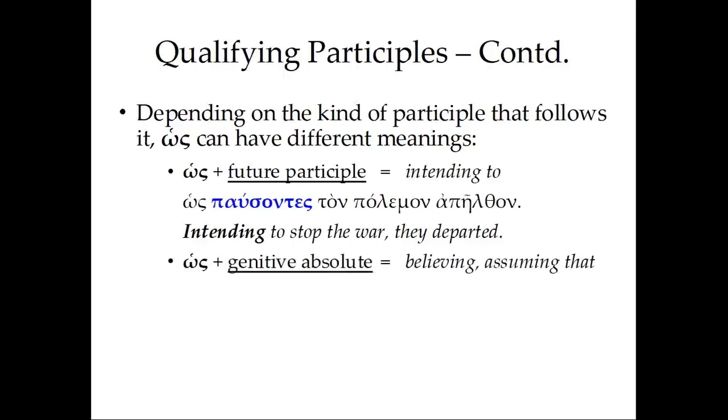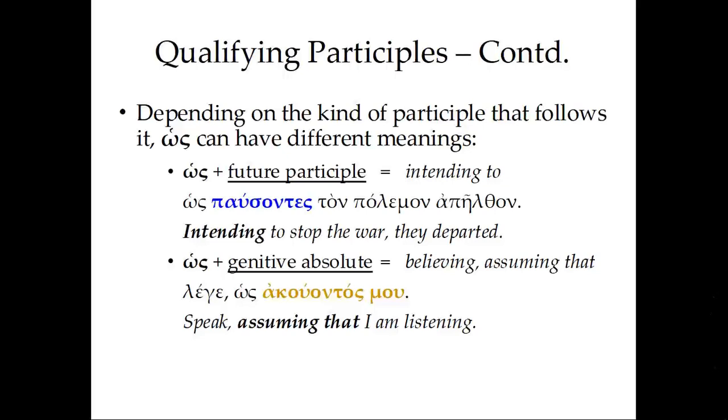We also have another one, hos plus genitive absolute, which can mean "believing" or "assuming that." For instance, lege hos akouontos mou. So this is a speaker speaking to someone: lege, "speak." And then we have this hos akouontos mou. Here this is a genitive absolute construction, as you can see from the color. The akouontos is masculine singular genitive, and it agrees with the mou here, the form of ego, "I." So we might translate this as something like, "Speak, assuming that I am listening."